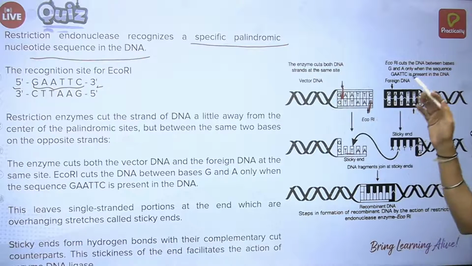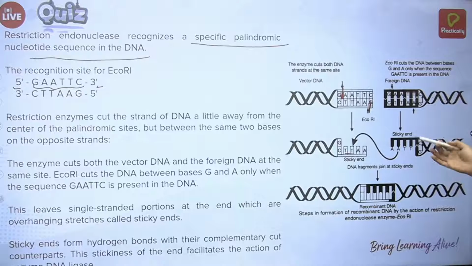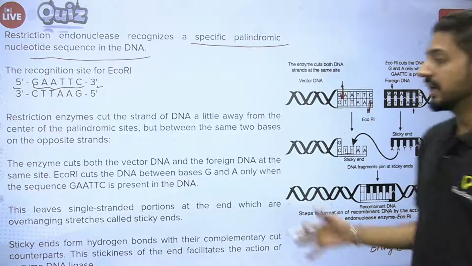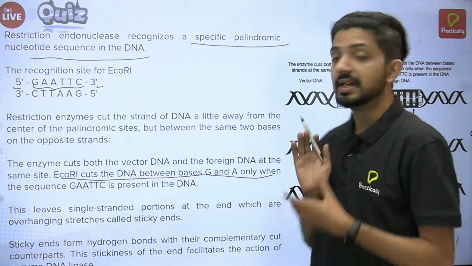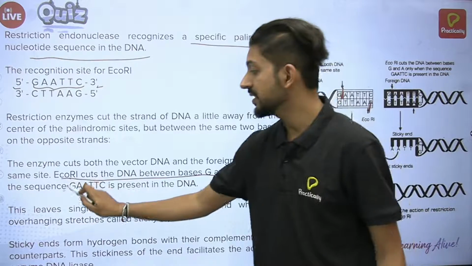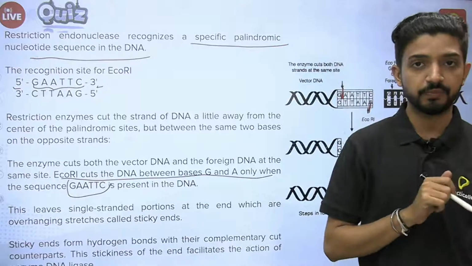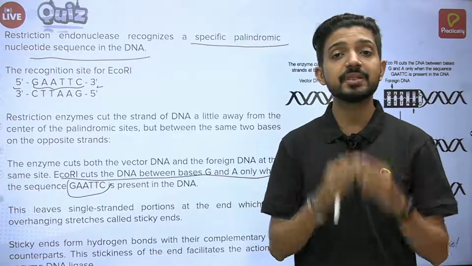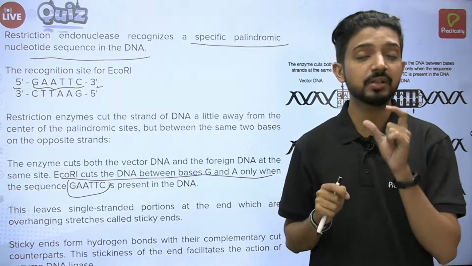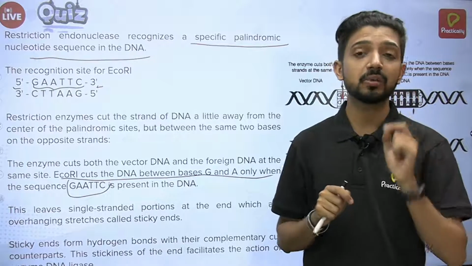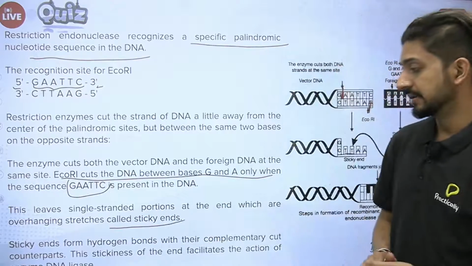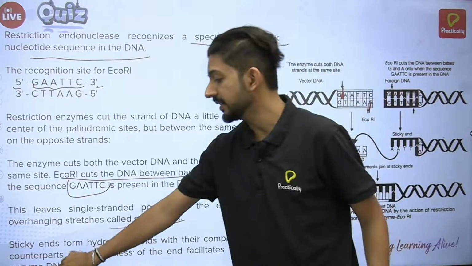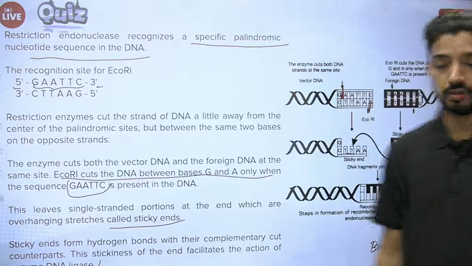These are called sticky ends, which are going to stick like this. So EcoR1 is an enzyme which produces sticky ends, and then finally they are joined together with the help of the enzyme ligase. So that's what we need to tell, that EcoR1 cuts the DNA between G and A only when the sequence GAATTC is present in the DNA. That is why they are called specific site enzymes. They recognize a specific site, and only at that specific location will it cut. It produces sticky ends, and they will be joined later by the enzyme DNA ligase. So this is all you will mention in this answer.